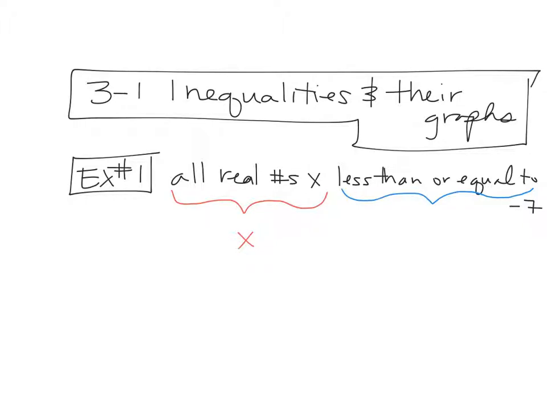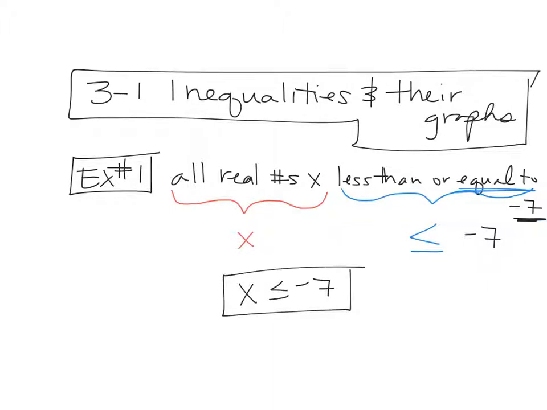Which way is your Pac-Man or your alligator, or however you learned about those? Which way is it facing? Does it open to the right or to the left if it's less than or equal to? It's going to open to the right. So less than or equal to, remember the equal to, you put the line underneath. So your expression, when they give you these words, you're writing x is less than or equal to -7. Okay? Should be familiar to you, hopefully.